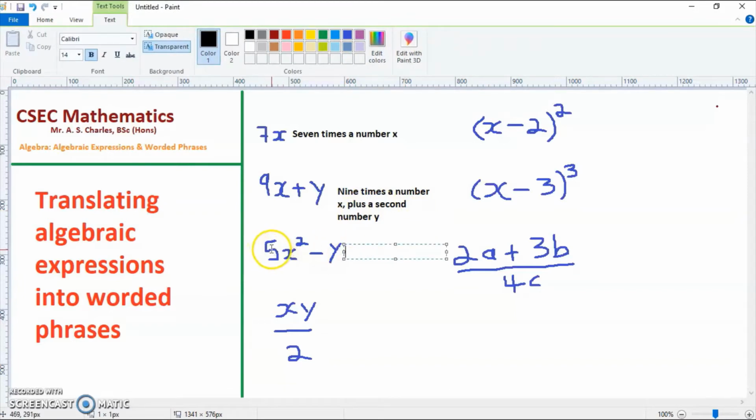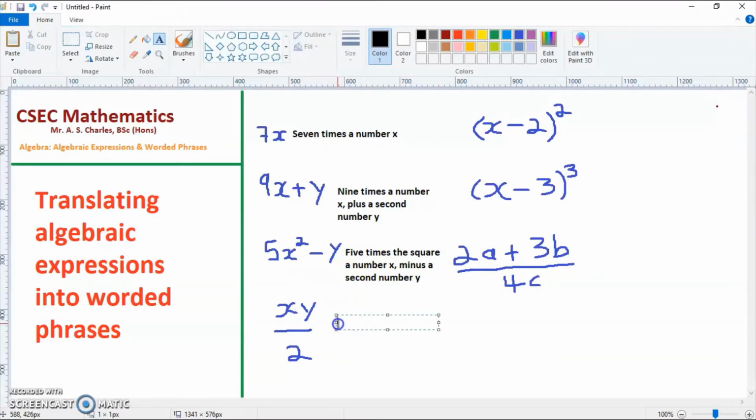Here we have 5. Again, no sign between the 5 and the x squared. Once there is no sign in between them, it's automatically understood that it's multiplication. We always make reference to the power first. The power is squared, the square of a number x, minus a second number y. So: 5 times the square of a number x minus a second number y.